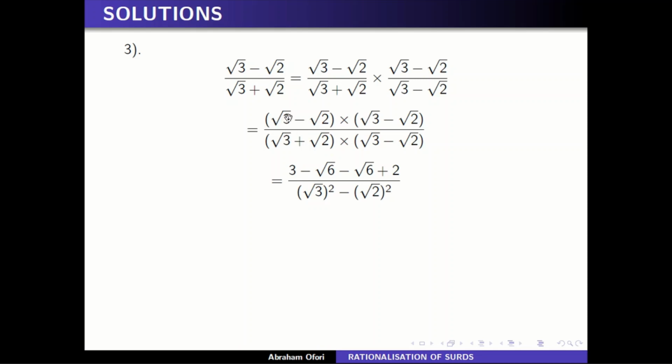Let me start from this: this times this will give me 3, and this times this will give me, this is a negative already, so negative square root of the whole of 3 times 2, which will be 6. And this times that, I'll get the same thing, negative square root of 3 times 2, which will give me 6. Then this times that, I'll give what? Positive square root of 2 times 2, which will give me 2.